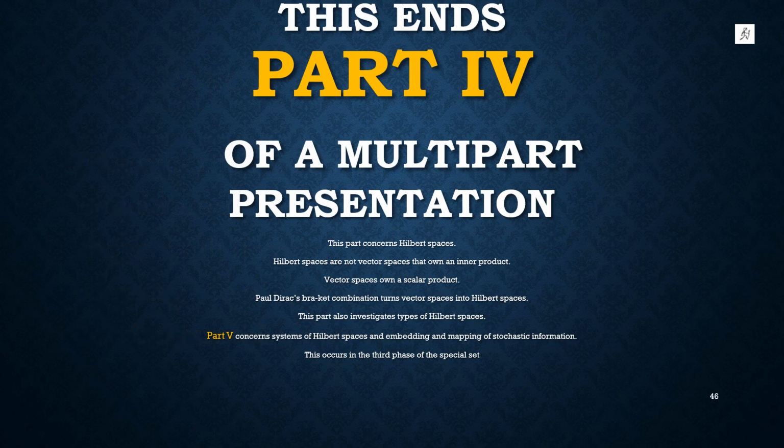This ends Part 4 of a multi-part presentation. This part concerns Hilbert spaces. Hilbert spaces are not vector spaces that own an inner product. Vector spaces own a scalar product. Paul Dirac's bra-ket combination turns vector spaces into Hilbert spaces. This part also investigates types of Hilbert spaces. Part 5 concerns systems of Hilbert spaces and embedding and mapping of stochastic information. This occurs in the third phase of the special set.